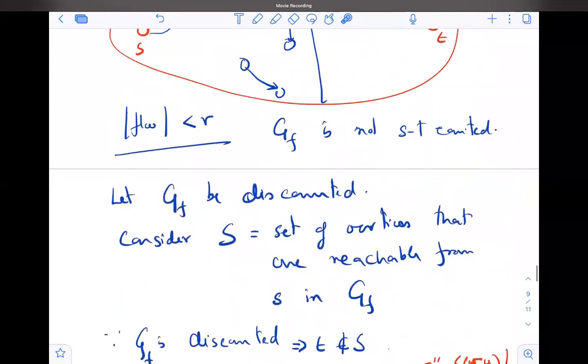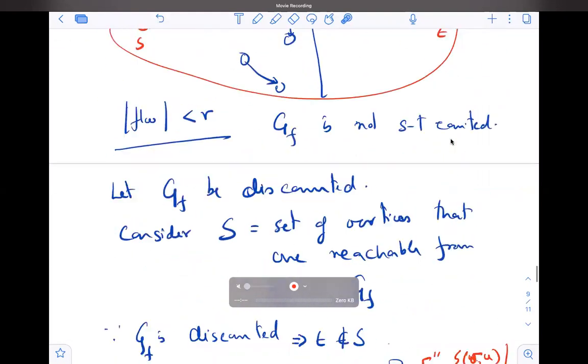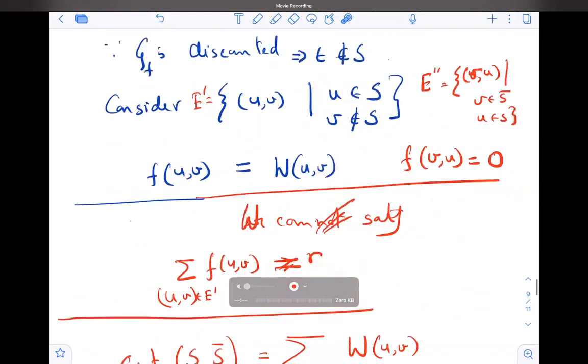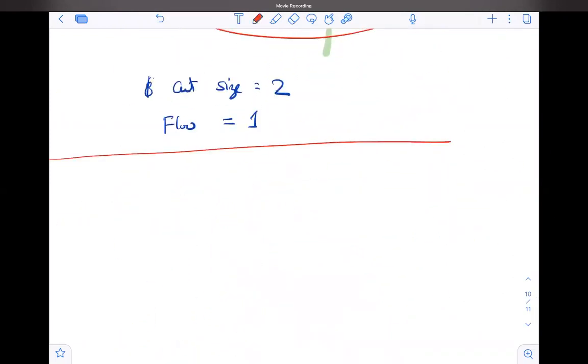So we just showed that if you are passing in less than R flow, then you are left with something. So I think I have given you the whole proof of it to some level now.